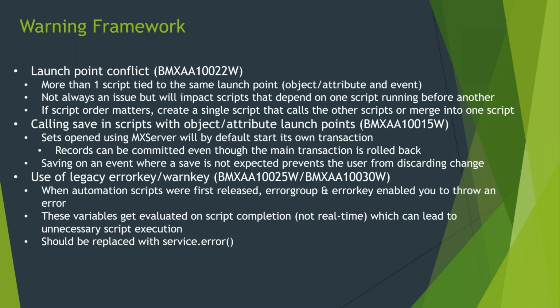The other thing that this becomes a problem potentially is if you're opening these sets using MXServer.getMboSet, the challenge of doing something like that is that by default, these are always going to open in their own transaction. What that means is if you save and then something else fails, you can have a partial commit. So whatever you're doing in your automation script potentially is getting committed to the database, even though the other thing that you were expecting to get saved didn't get saved.